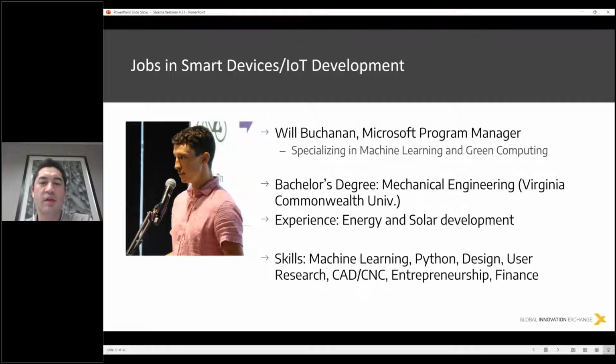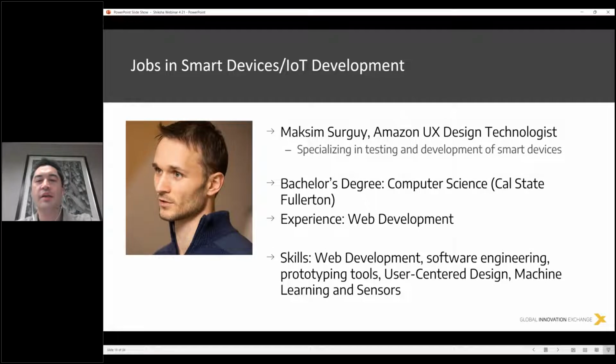Another alumni that we have here is Max. He currently works at Amazon as a UX design technologist. He specializes in the testing and development of smart devices. Amazon, of course, has a number of smart devices. His degree was in computer science, but he mostly had experience with web development before coming into the program. So nothing really hardware based when he came into the program.